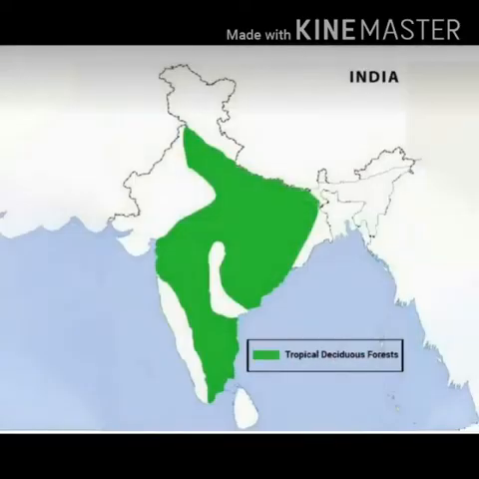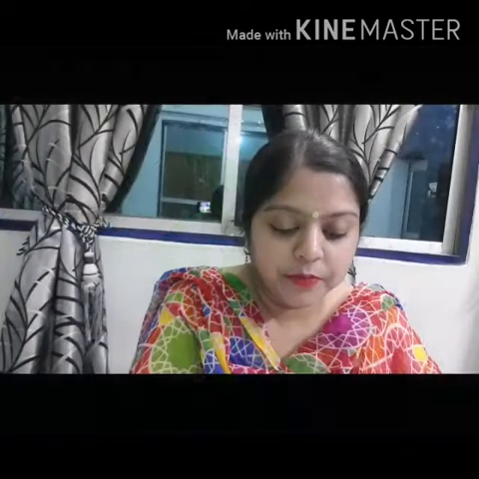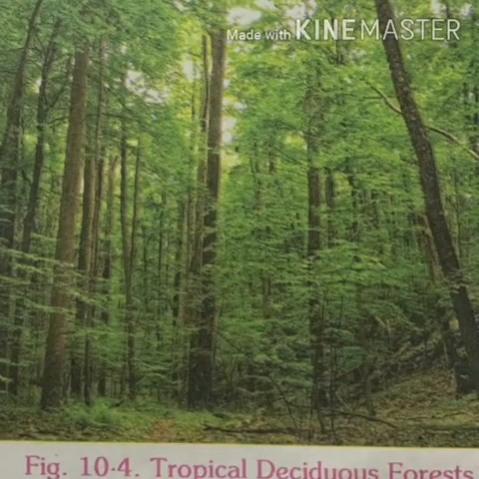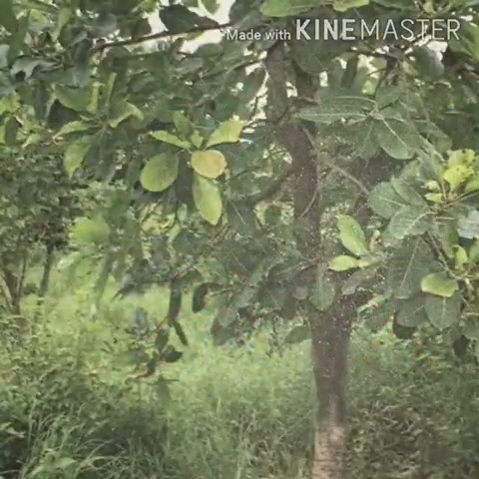So it is found on the western and northeastern slopes of Deccan Plateau and on the lower slopes of the Himalayan mountains. These forests are also in the parts of Maharashtra, Madhya Pradesh, Bihar, Jharkhand, Chhattisgarh, Odisha, West Bengal and Karnataka. The main trees found in this forest are sandalwood, teak, sal, deodar, shisham, etc.